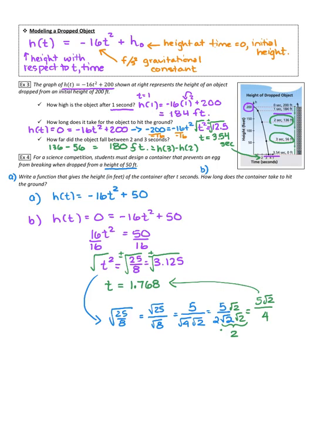So it's nice to know how to have what we call an exact answer, and also to have the decimal equivalent. All right, there's 3.1.